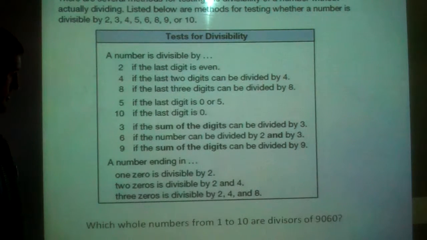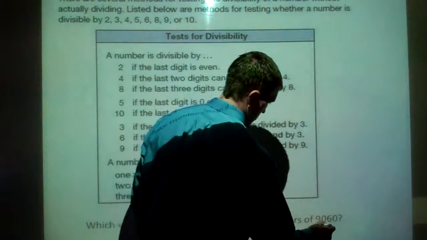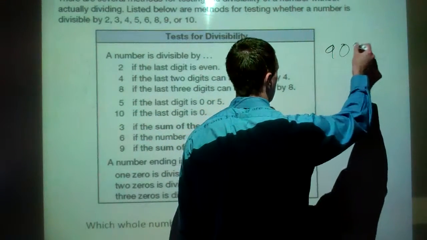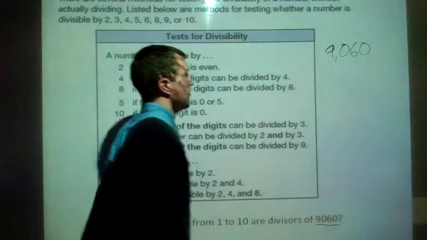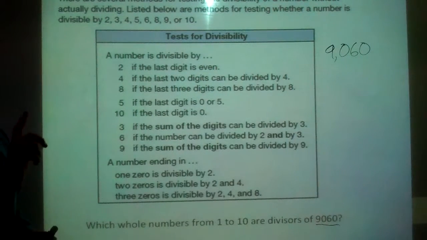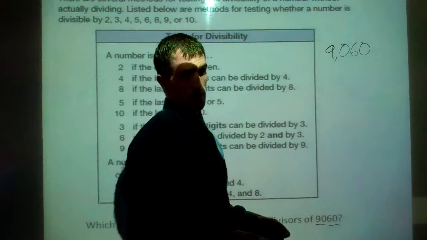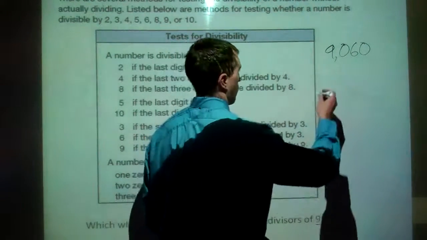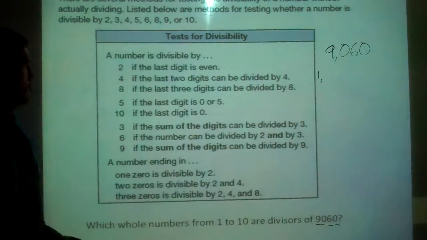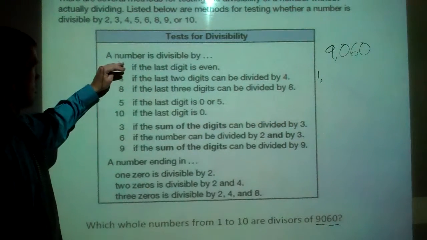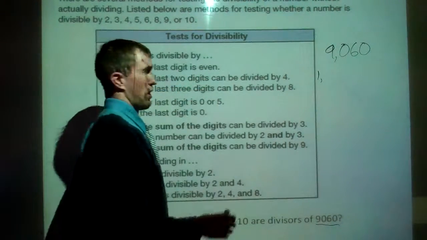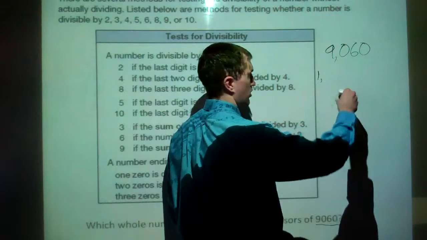But let's take a look at, say, 9,060. We know automatically that the number 1 is going to divide that. So if we're going to list out the factors here, 1 and 2. 2's rule says the number is divisible by 2 if the last digit is even. Well, this is even. 0 is an even number, so 2 works.